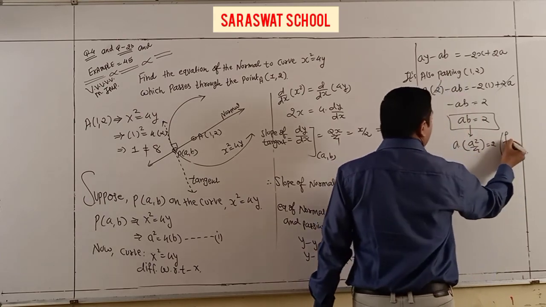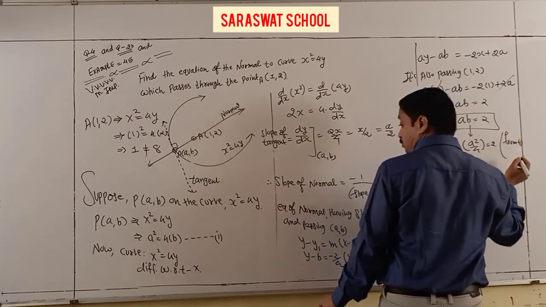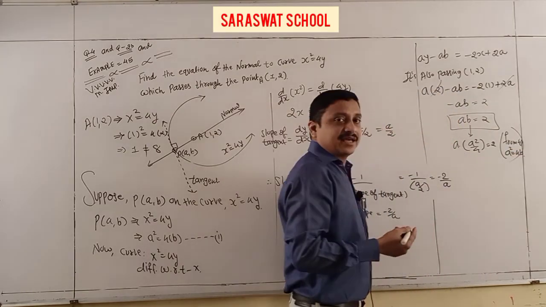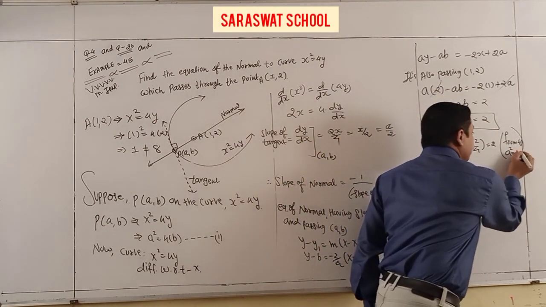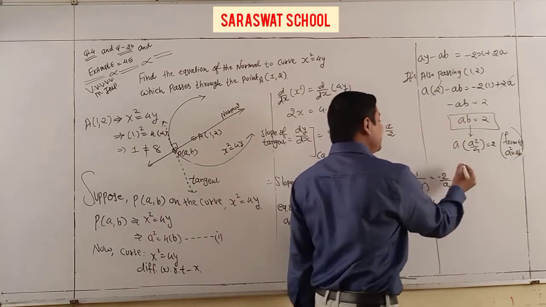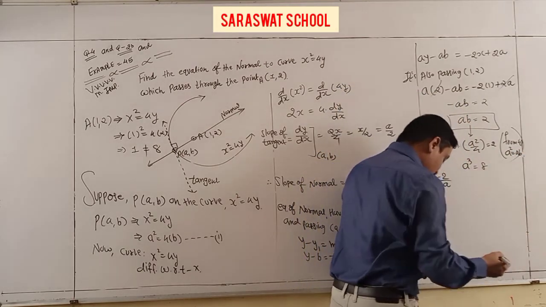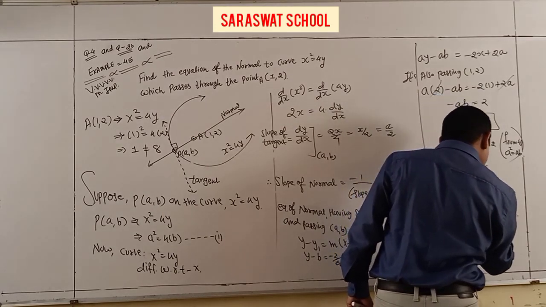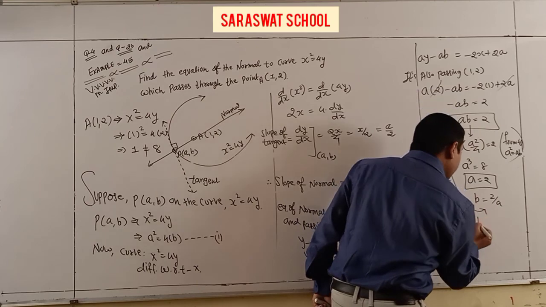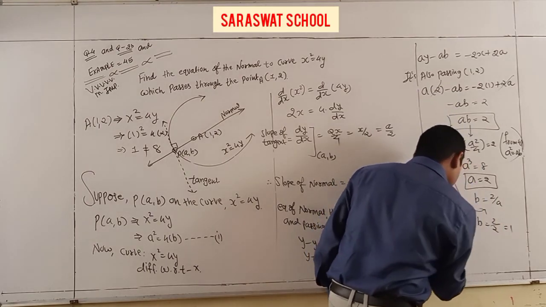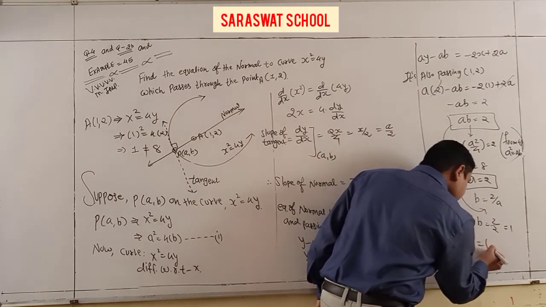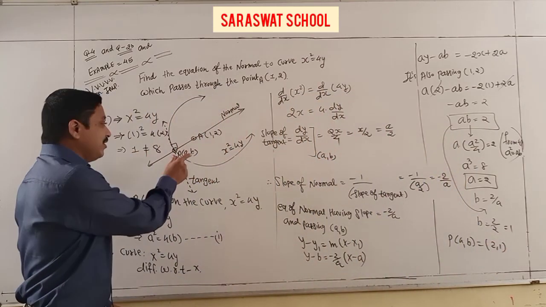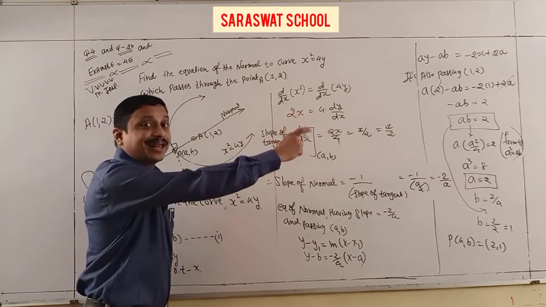Here, from equation 1, a square is equal to 4b. Substituting, my value comes easily: a cube is equal to 8. So what is a? a is 2. Then b is 2 by a, which is 2 by 2, that is 1. It means the point (a, b) is ready: 2 comma 1. Yes students, only after this whole calculation is this point defined.